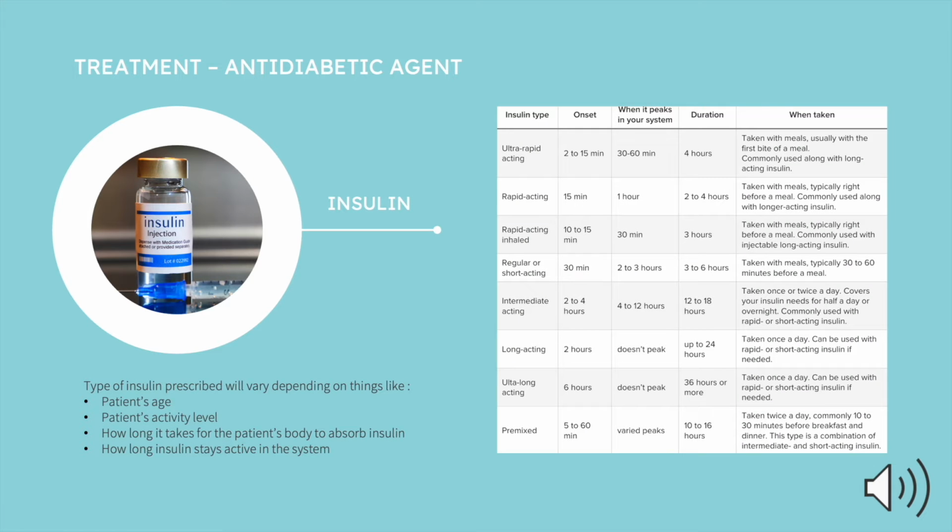To answer question 1, the most suitable anti-diabetic agent as treatment for Miss A would be insulin. The type of insulin prescribed will vary depending on the patient's age and activity level. Also, how long does the patient's body take to absorb the insulin, while also how long does the insulin stay active inside the body. So, to choose the correct insulin, we can refer to the table on the right.